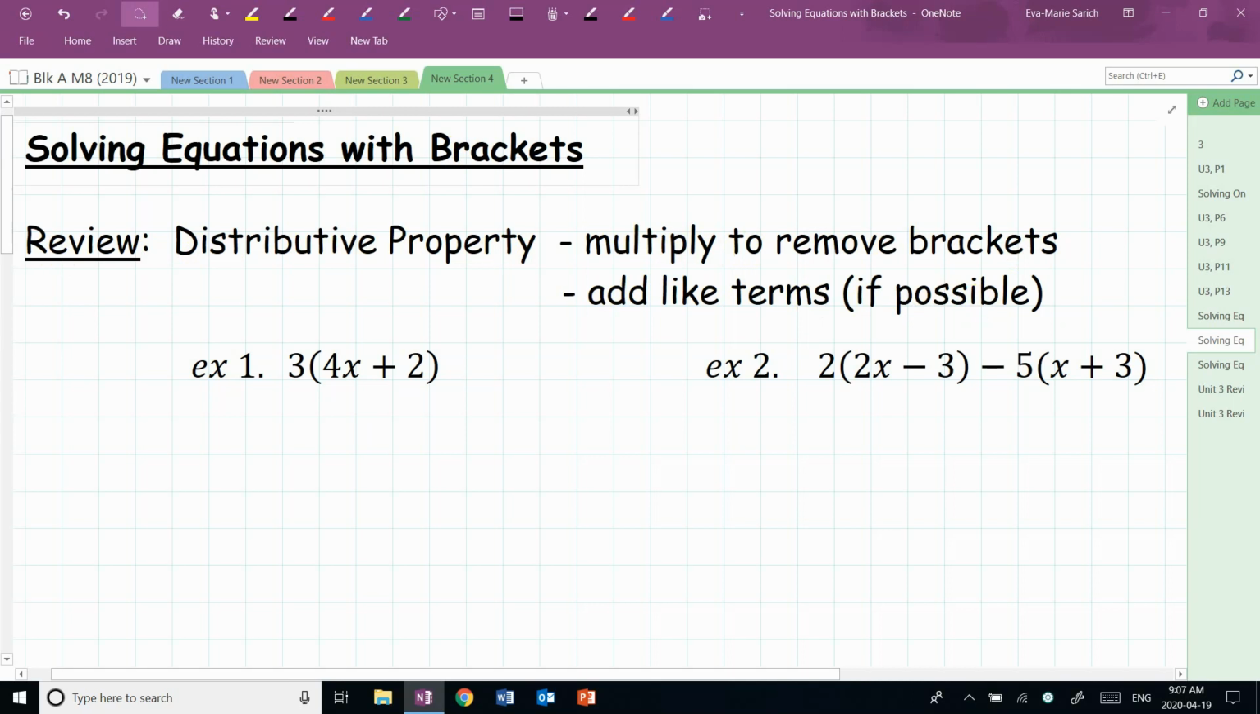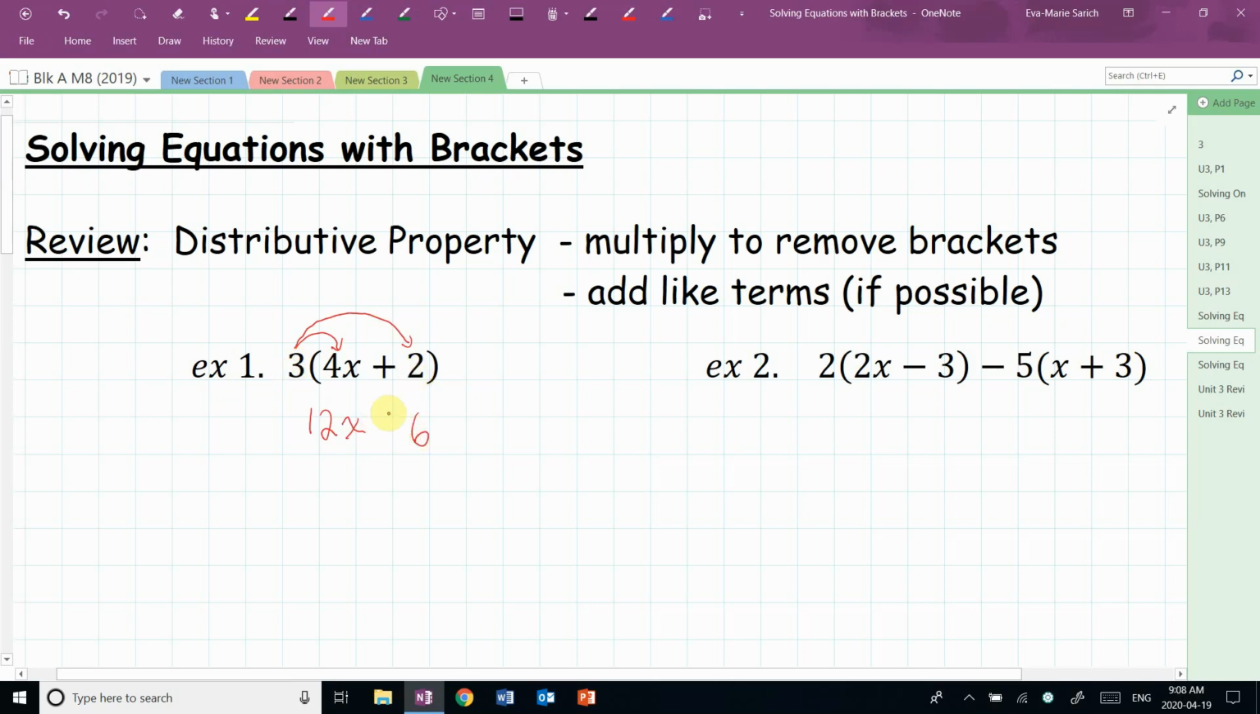Let's go through the first example I've set out here. So we have 3 in front of the bracket, and that 3 is going to multiply both terms inside of the bracket. So the 3 is going to multiply the 4x. 3 times 4 is 12, and there's no x to multiply any other x there, so we just have x. That 3 will then multiply the next term.